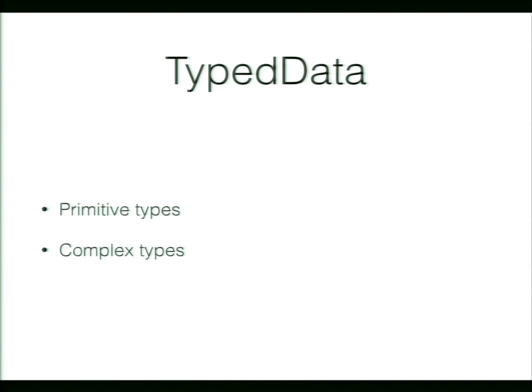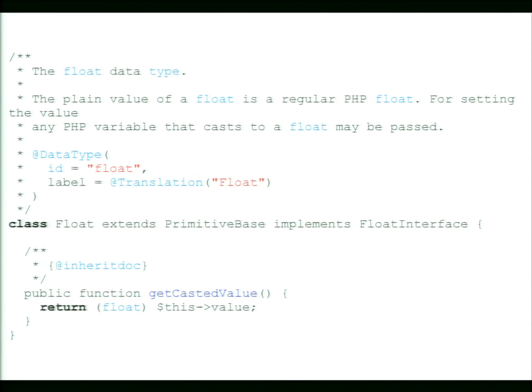So in Drupal 8, we have the whole type data system. And the type data system, as said, allows us to access the structured data, and there are some interfaces: the primitive types and the complex types, and I will show you some examples. So you can see that there's a primitive base that, for example, the floating class extends, and we can already see that some annotations are being used. And yeah, it's pretty straightforward. The primitives need some castings.